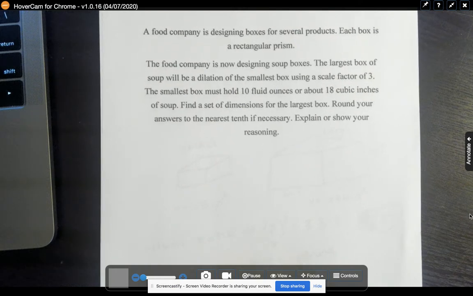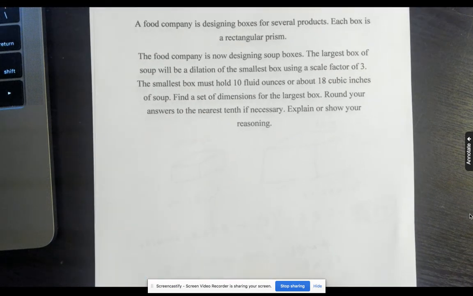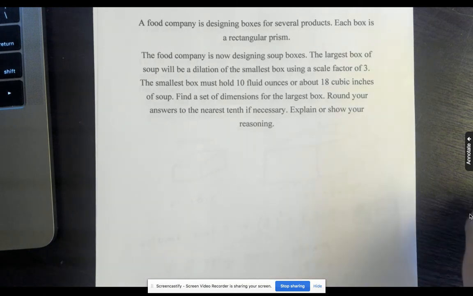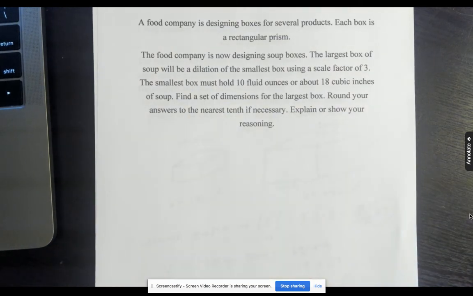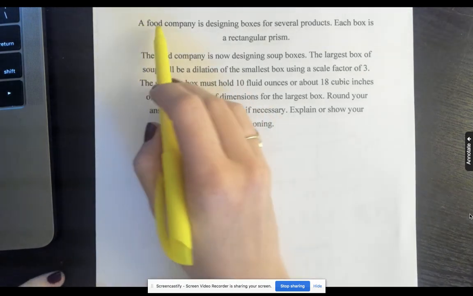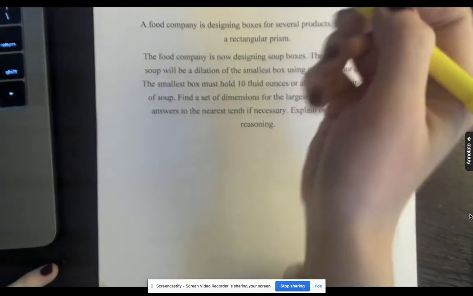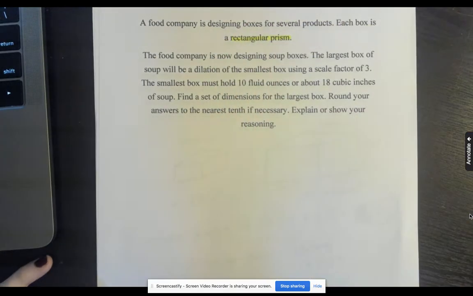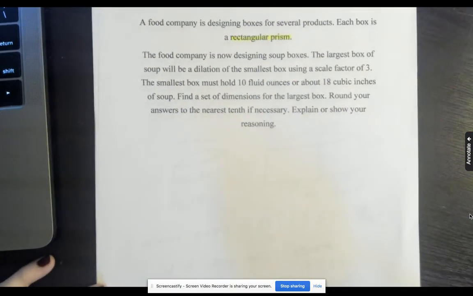All right, guys, this is a question that is on your quiz for Friday. So we talked today in class about how the scale factor and the volume are related when you have two different shapes that are similar. So this question says a food company is designing boxes for several products. Each box is a rectangular prism. Okay, that's a fancy way of saying a box.